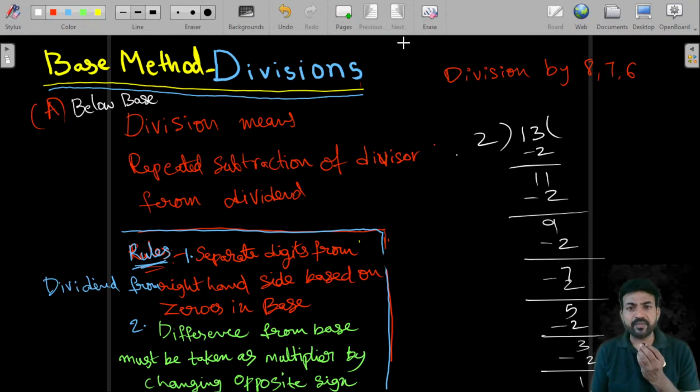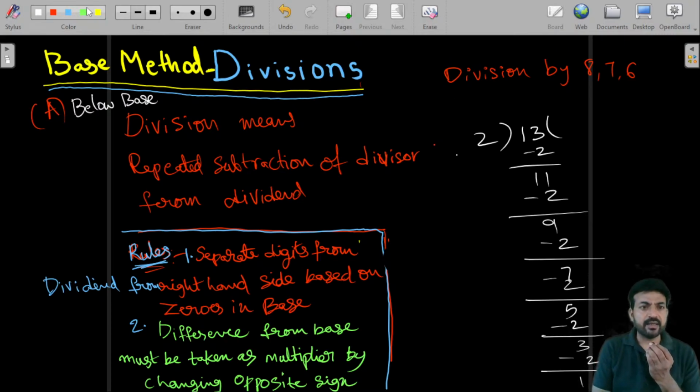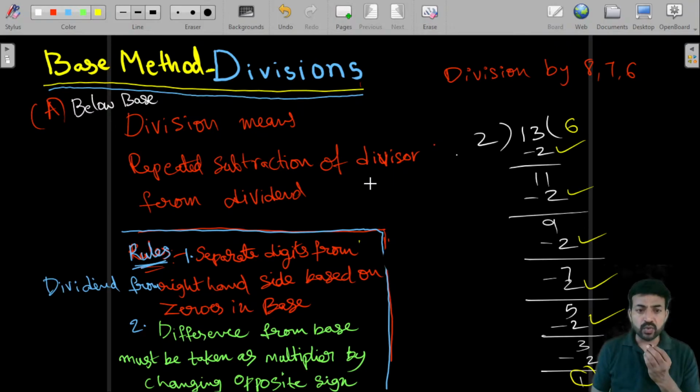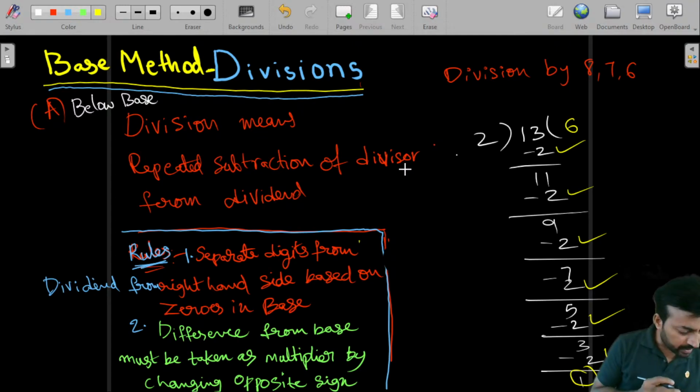So how many times have we subtracted here? Check this: 1, 2, 3, 4, 5, 6 times. So remainder is 1. We have subtracted 6 times. 2 sixes are 12, remainder is 1. You must remember this. Division means repeated subtraction of divisor from dividend. You should not forget this.